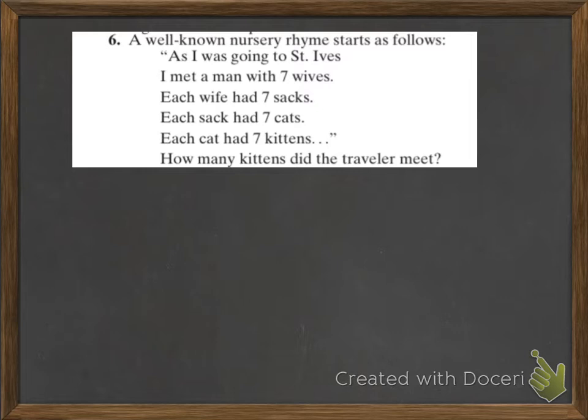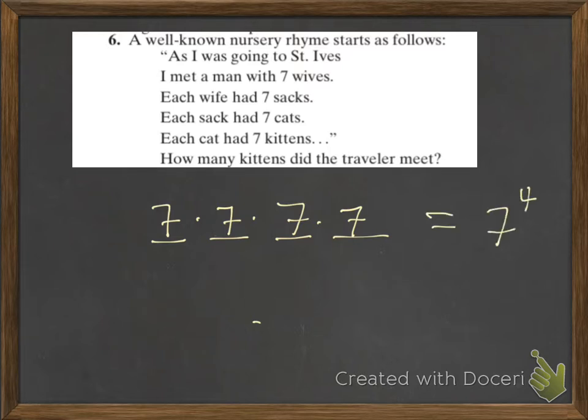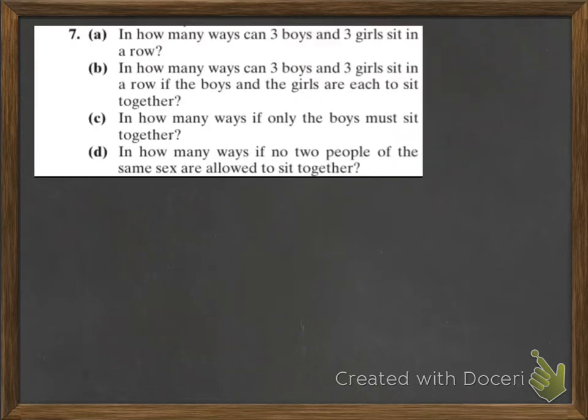Well, this is just our step 1, step 2, step 3, step 4. We have one man who had 7 wives, and each wife had 7 sacks, and each sack had 7 cats, and each cat had 7 kittens. So the total number of kittens is 7 to the 4th. All right, let's look at one that maybe has a little bit more interest to it. The ones we've seen so far have been pretty straightforward and basic. Here, in how many ways can 3 boys and 3 girls sit in a row?